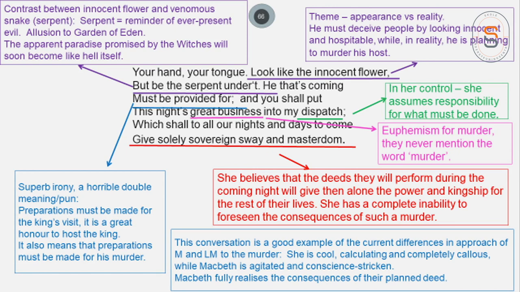And then she says, "and you shall put this night's great business into my dispatch." So she's using a euphemism when talking about the murder. She's saying great business. She never mentions the word murder. And to put it into my dispatch means leave everything in my control. So she assumes responsibility for what must be done. This conversation is a good example of the different approaches of Macbeth and Lady Macbeth to the murder. She's cool, calculated, and completely callous, while Macbeth is agitated and conscience-stricken.